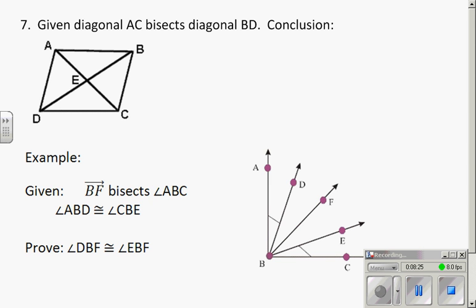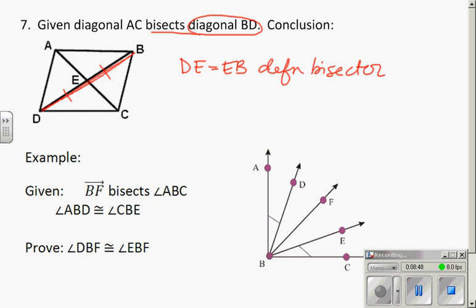Given the diagonal AC bisects diagonal BD, what can you conclude? Again, be very careful about the direction of your bisector. AC bisecting the diagonal. So this diagonal gets cut in half. We know nothing about the other diagonal. So I know that DE is equal to EB by definition of bisector.